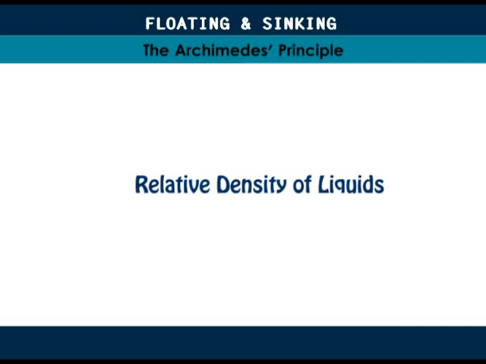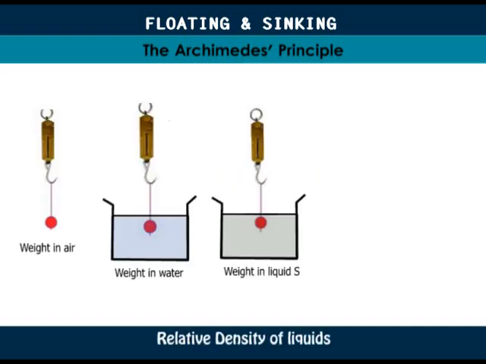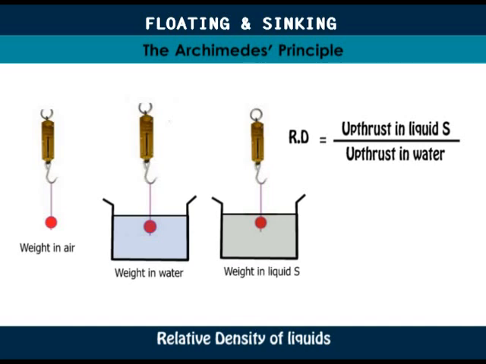Liquids. To determine the relative density of a liquid using the Archimedes principle, we take three measurements: weight of a solid in air, weight of the solid when totally immersed in water, and weight of the solid when totally immersed in a liquid whose relative density is to be determined. Since the same solid is used in both the liquid and water, the volume of water displaced equals the volume of the displaced liquid. The relative density of the liquid is calculated as relative density is equal to upthrust on solid in the liquid over upthrust on solid in the water.